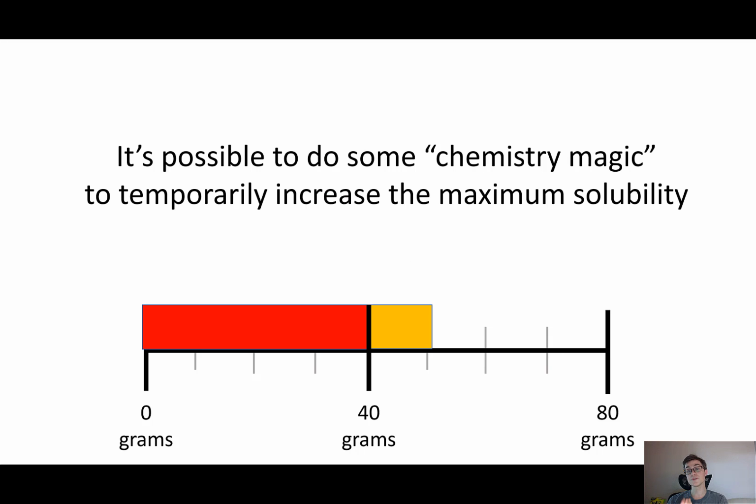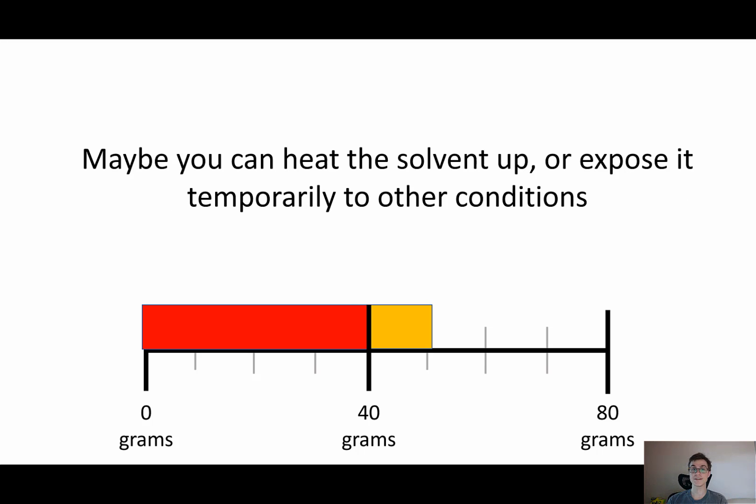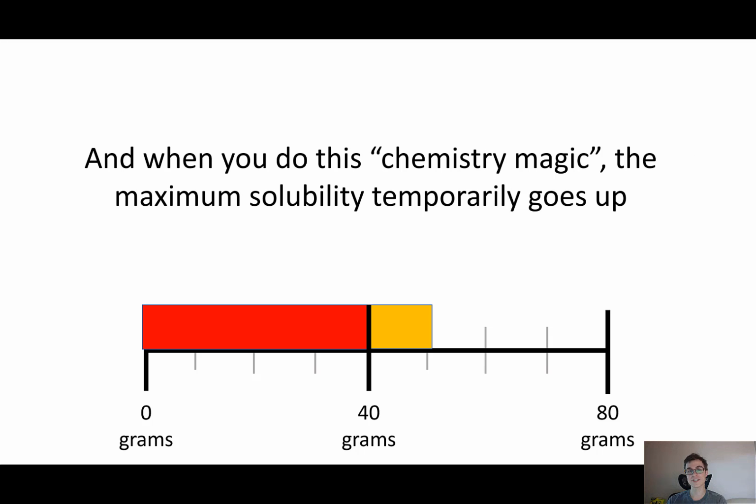So it's possible to do some chemistry magic to temporarily increase the maximum solubility. So for example, maybe you could just heat it up, and when you heat things up, they can dissolve more solids. Or you'll expose it temporarily to other conditions, like some sorts of radiation or whatever. And when you do this chemistry magic, the maximum solubility temporarily increases. It goes up, so it's not 40 grams anymore. It's maybe 60 grams per 100 milliliters.